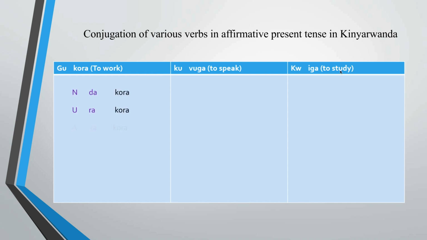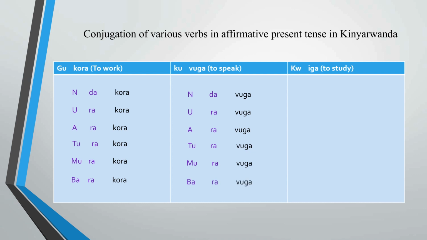Ndakora, urakora, arakora, turakora, murakora, barakora. For the next verb: ndavuga, uravuga, aravuga, turavuga, muravuga, baravuga. And the last one, ndaiga, well, there is a small problem here. You can see that this a is contiguous to this one. Remember from the previous tutorial that I told you, two vowels cannot be contiguous to each other. So the first one will have to give way to the second one, and we will have ndiga, uriga, ariga, turiga, muriga, bariga.